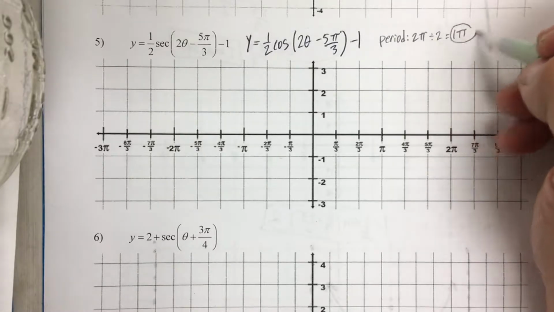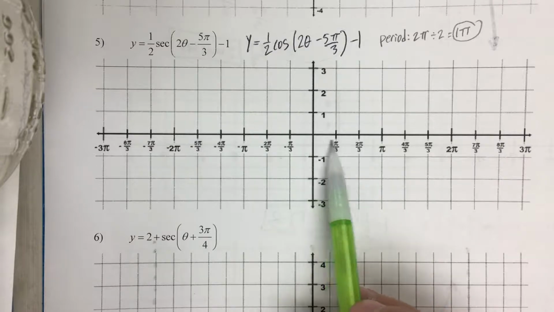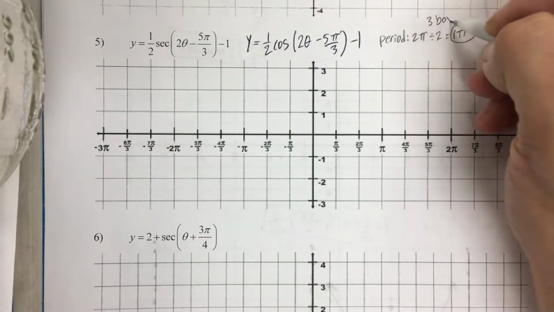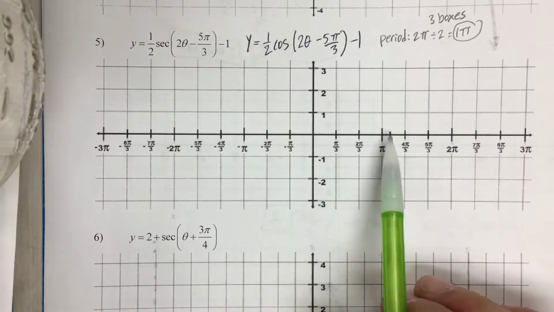Now, when we look at our period, that is 1 pi. We look at our graph, and the graph's been broken up by pi over 3s, so this represents 3 boxes. If one period is 3 boxes, then the start of the graph to the end of the graph is going to occur in 3 boxes, or 1 pi distance.